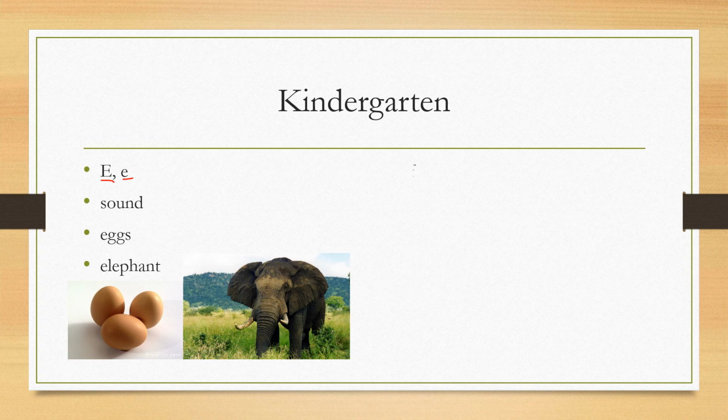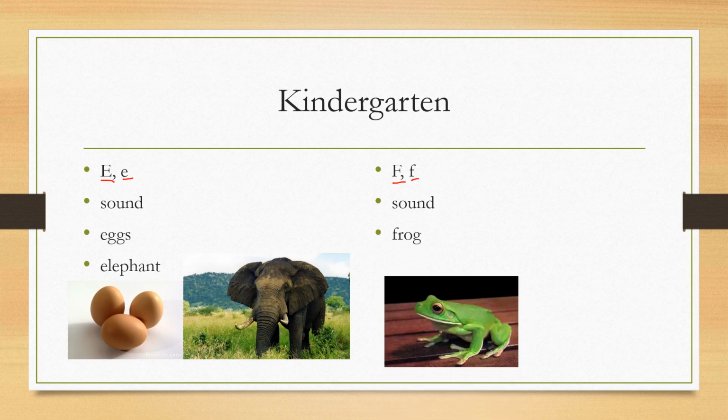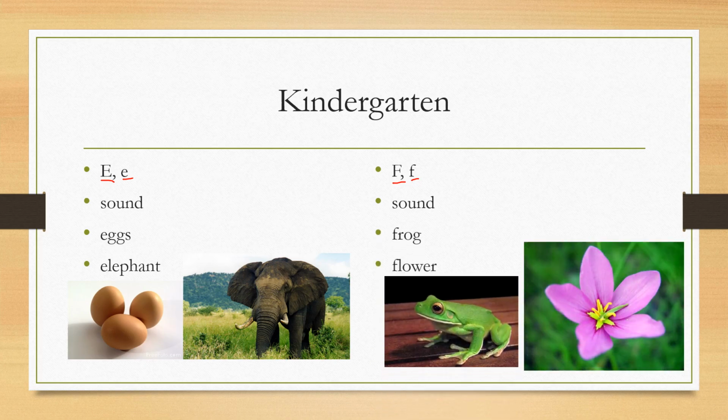Then we have letter F. F has a big letter and a small letter. And letter F makes a sound f, f, f. It says words like frog and flower, frog, flower.